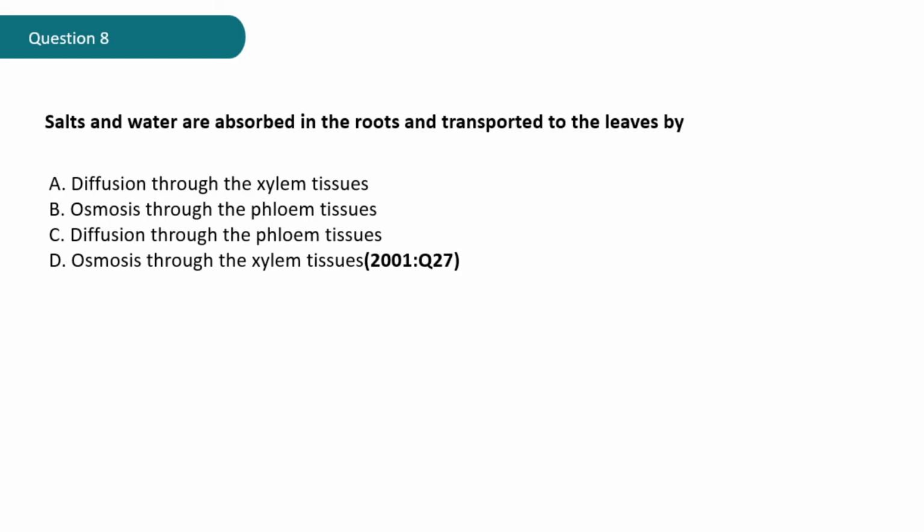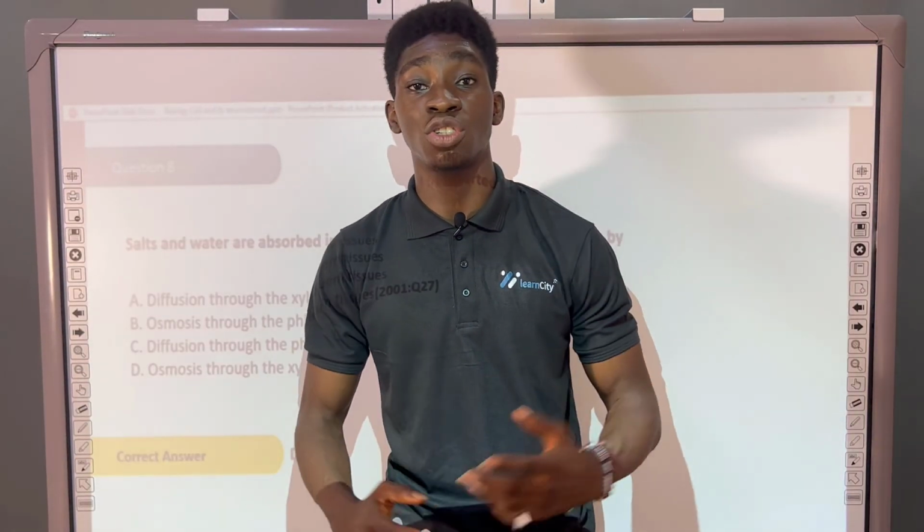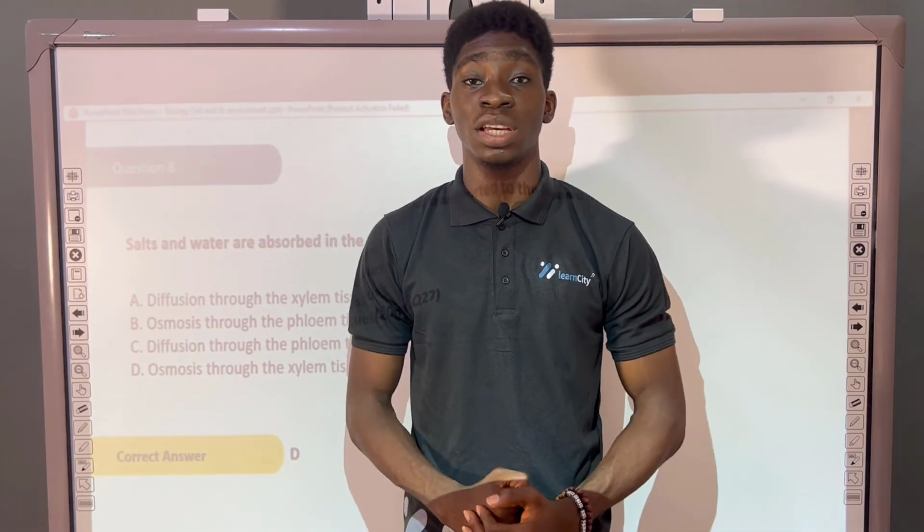Can you give it a try? Okay, let's see what the correct answer says. The correct answer is D. Osmosis through the xylem tissues. Osmosis through the xylem tissues is the way salt and water can be absorbed into a plant.